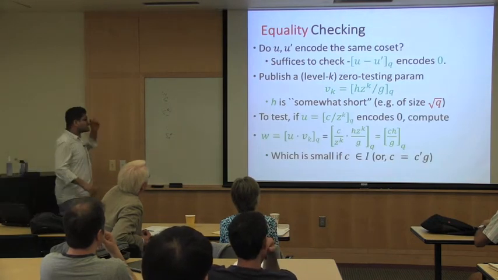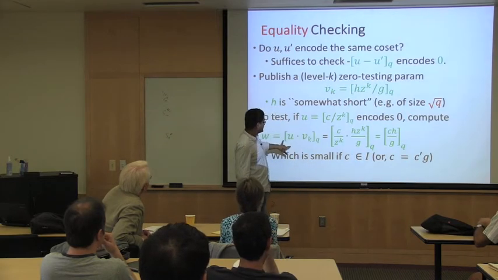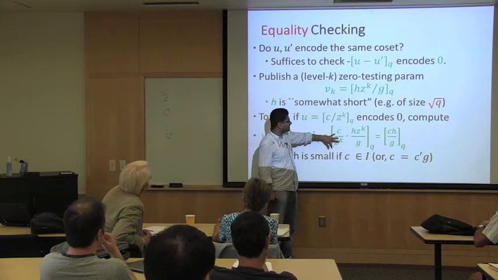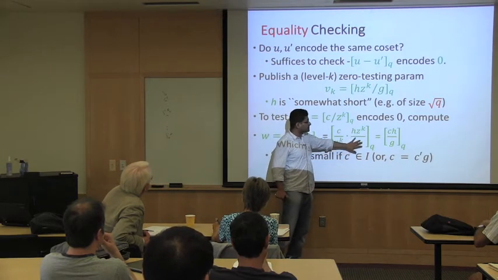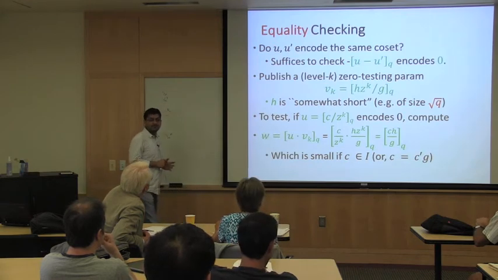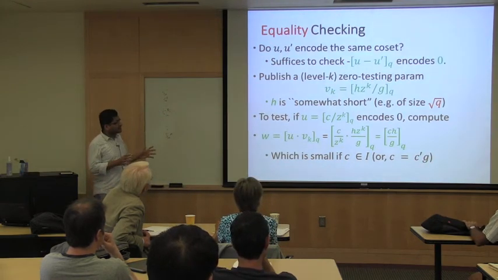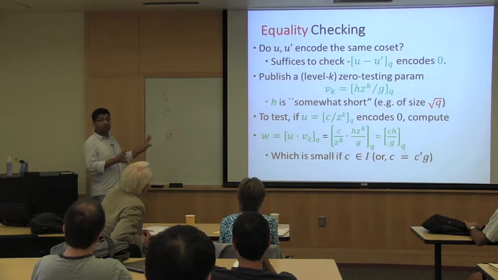Okay. So to test if u encodes a 0, what you're going to do is multiply c by zk, the zero test parameter, and you get ch by g. And there are some caveats here, but this should look small if c isn't the ideal.